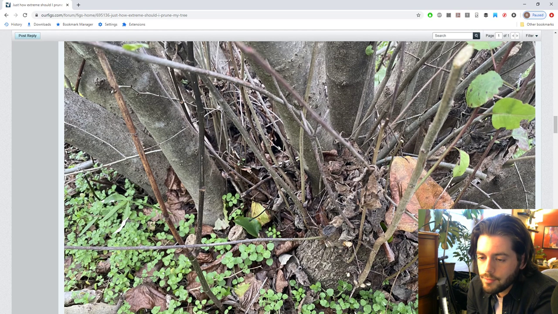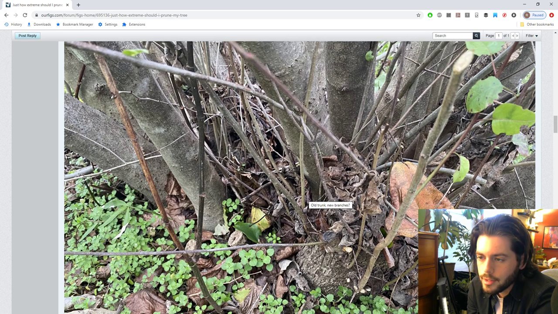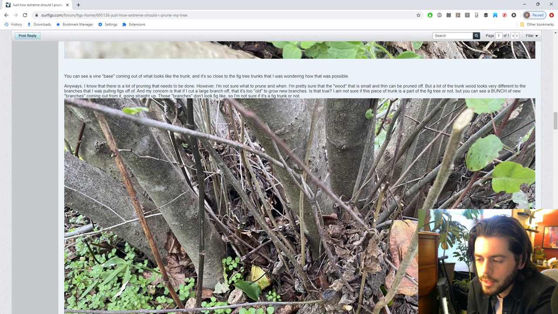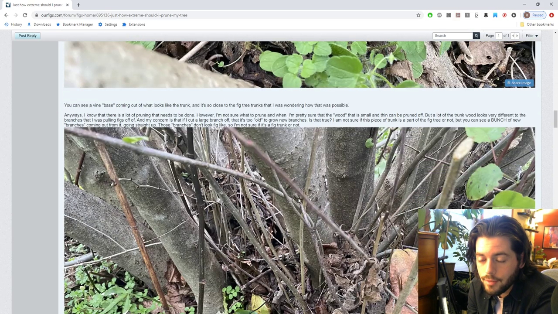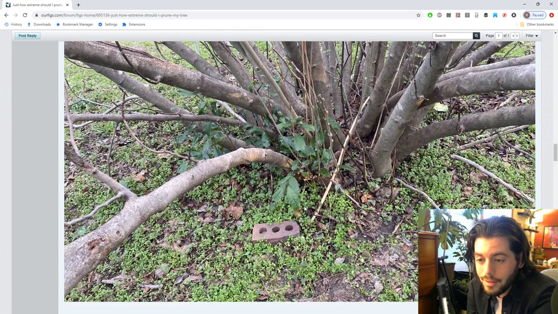First off, a lot of these very thin suckers, we get rid of these every year. These need to go, and even better, they need to be stopped from growing to begin with. If there's any weeds in here, pull them out. If there's anything else growing in here that's not a fig, pull it out. You can definitely see there's a weed right here.